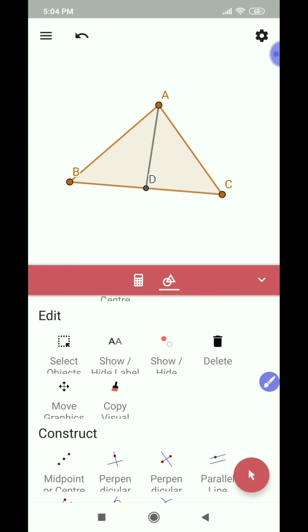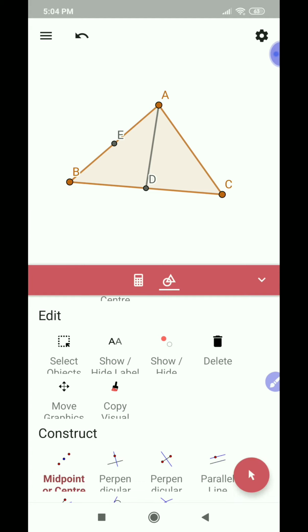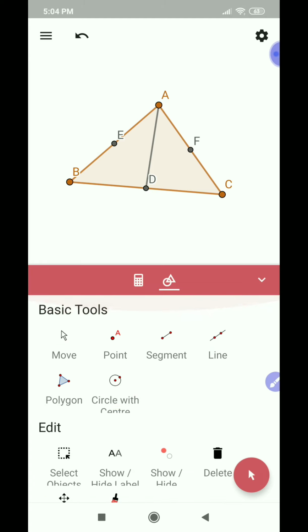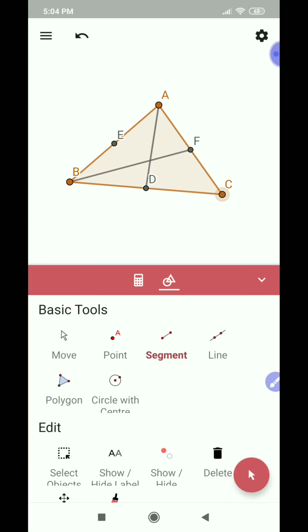Now, how many medians can we draw? Yes, you are exactly right. We can draw 3 medians. The midpoint of AB is E and the midpoint of AC is F. Now join BF, it is one median. Join CE, it is another median.